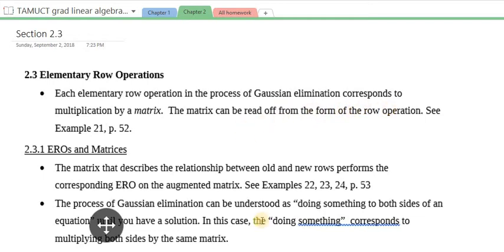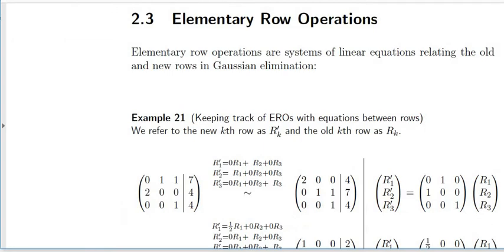So let's look at this example to see what's going on. All right. So here we have an initial matrix, and let's perform a row operation. The first row operation we want to do is to switch the first two rows. So the new first row I'm going to call R1 prime. The new second row I'm going to call R2 prime. The new third row I'm going to call R3 prime. And the original rows I'm going to call R1, R2, and R3.